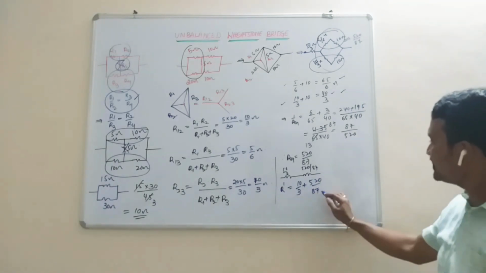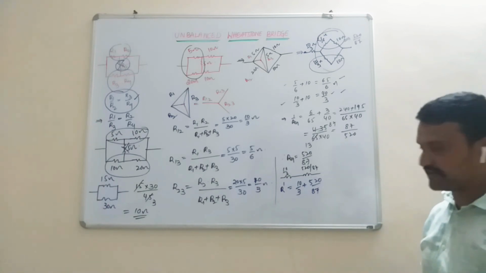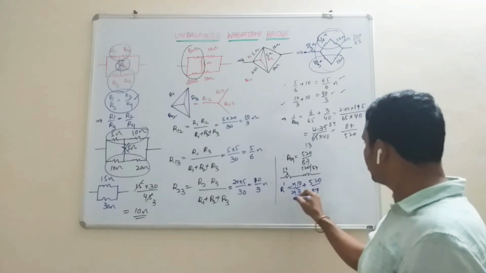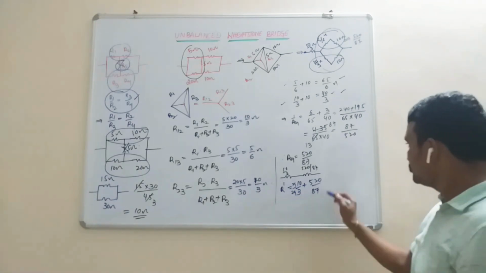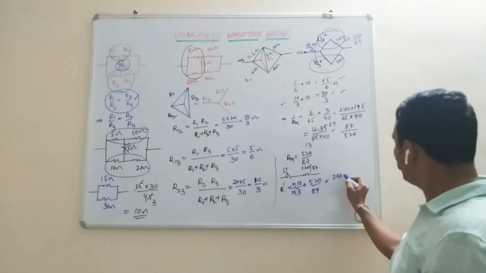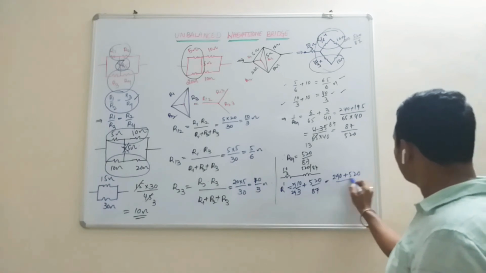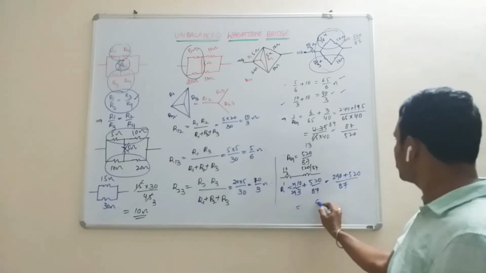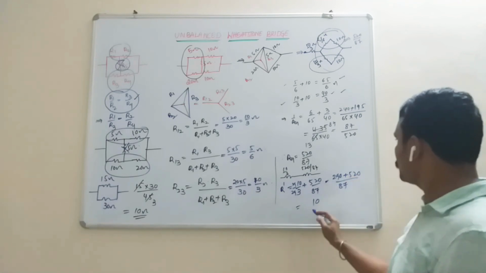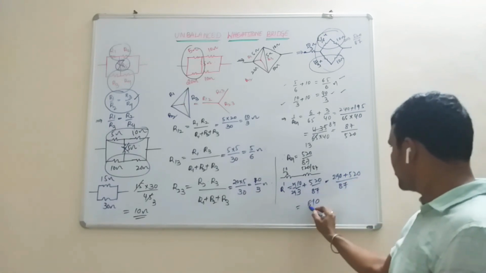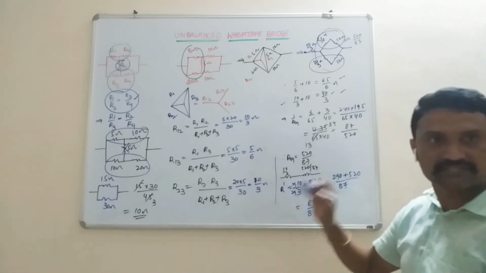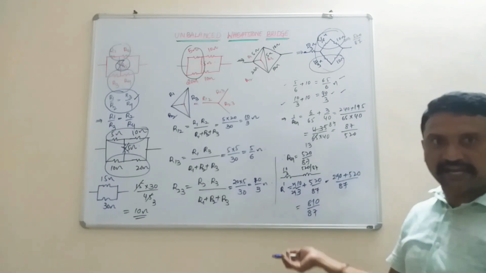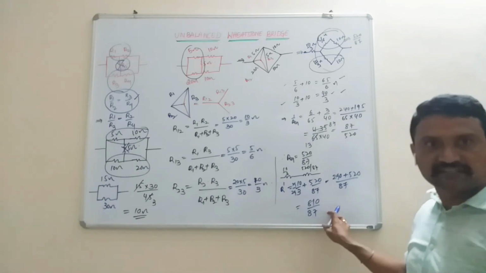So 87 is 3 into 29. What I am doing here is multiplying the numerator and the denominator by 29. So that should be equal to 290 plus 520 by 87. So now this is equal to 810 by 87. It's not 10 exactly, it's close to between 9 and 10.